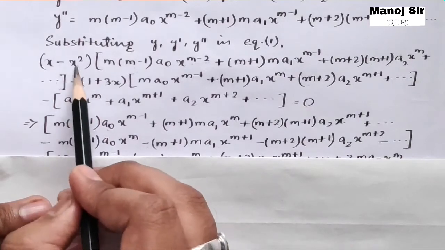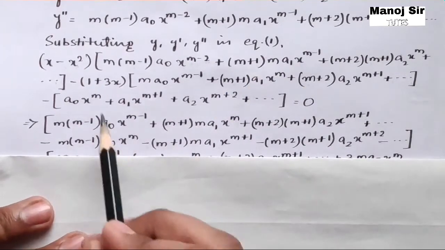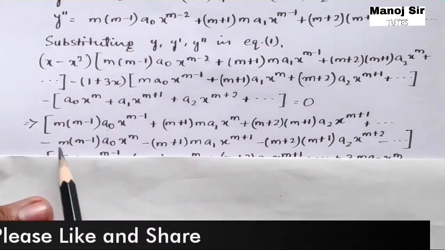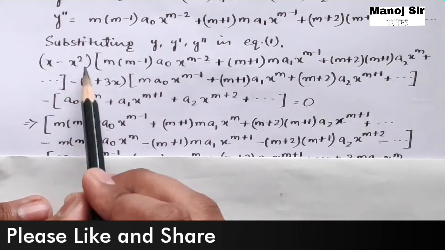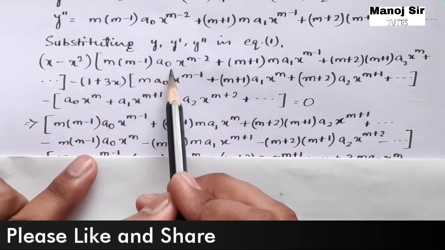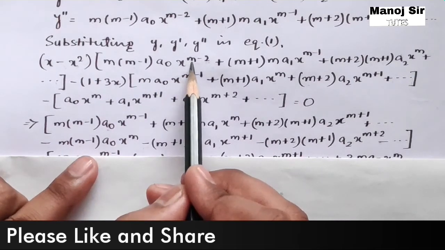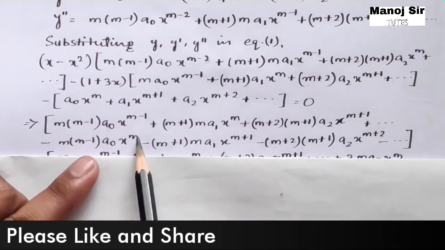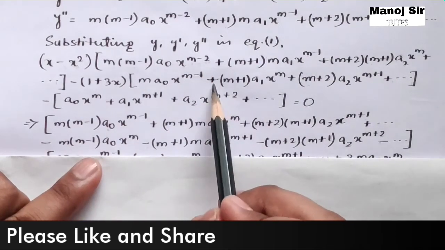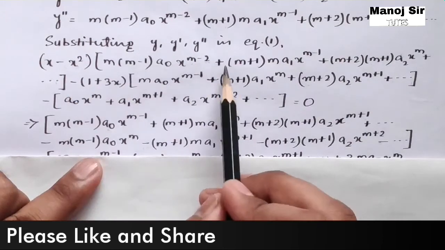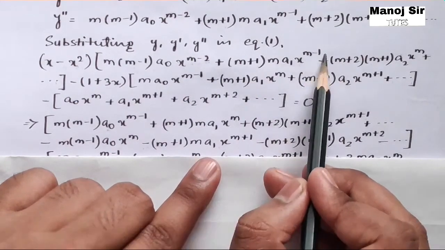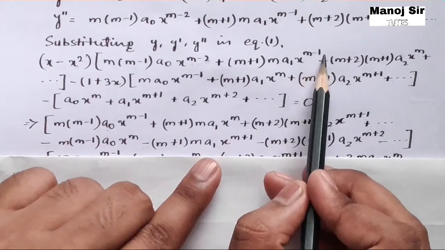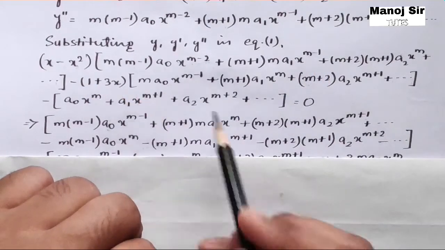Now we'll multiply minus x square with these terms. Because of this minus, terms will become negative. m into m minus 1 into a naught x to the power m minus 2 into x square will become x to the power m. Similarly, here also minus of m plus 1 into m into a1 x to the power m minus 1 and x square will become what?